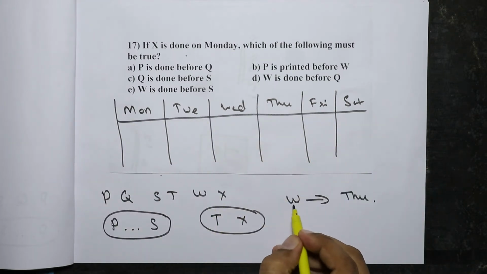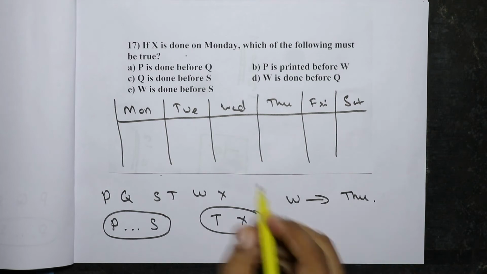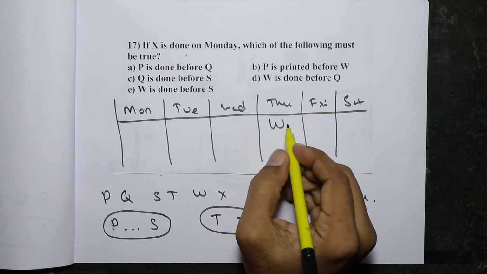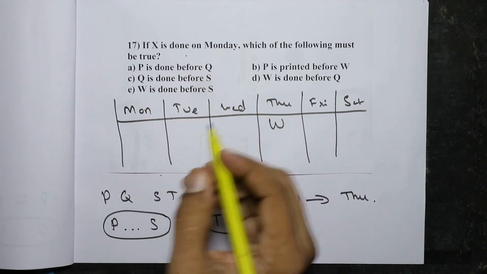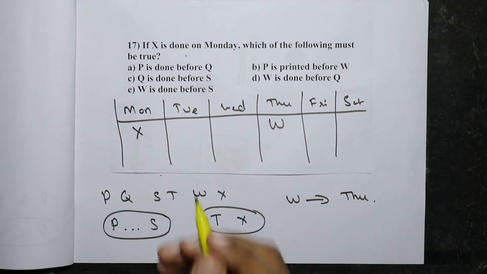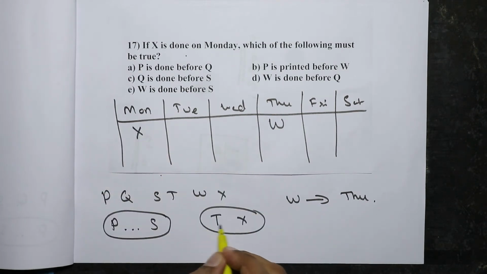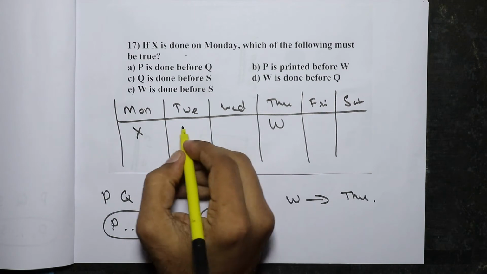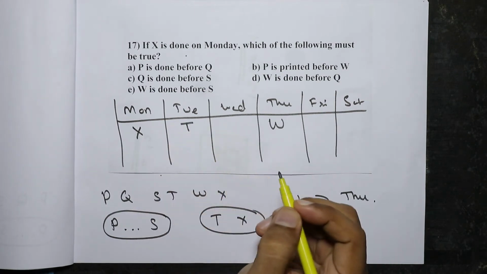Now we have W scheduled for Thursday. So W is here. X is done on Monday. So X is here, and X and T must be done on consecutive days. So T should be done on Tuesday.